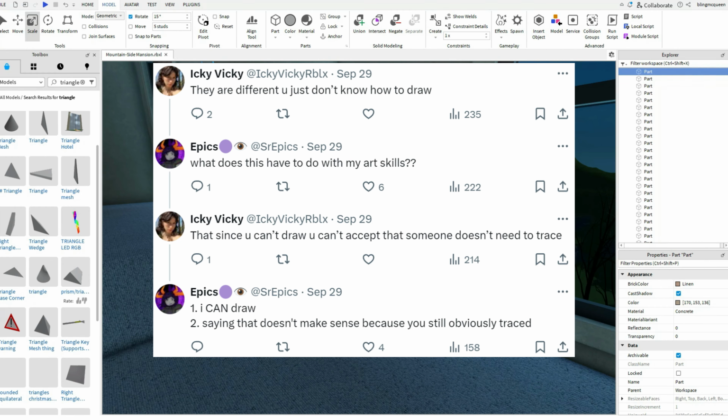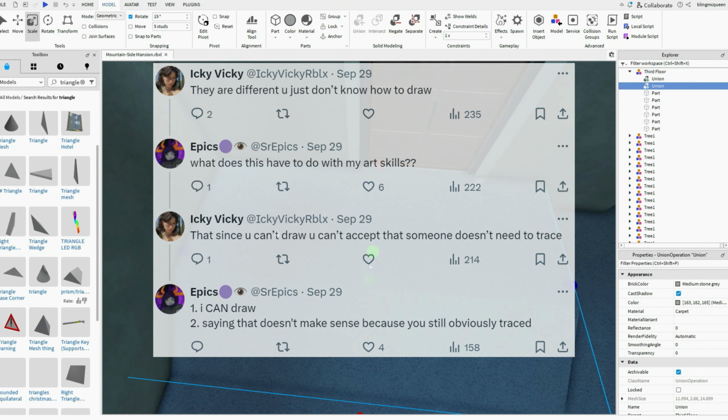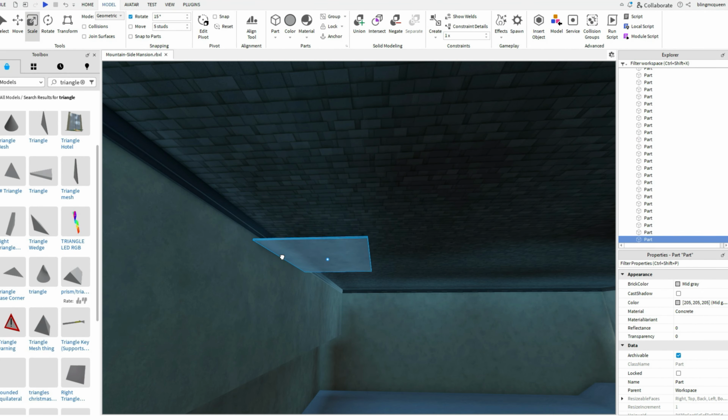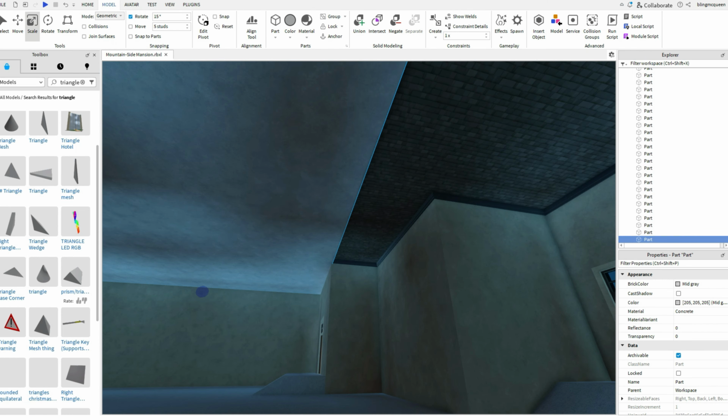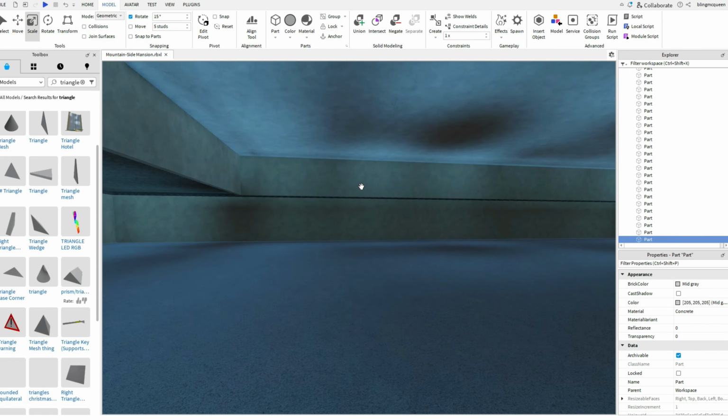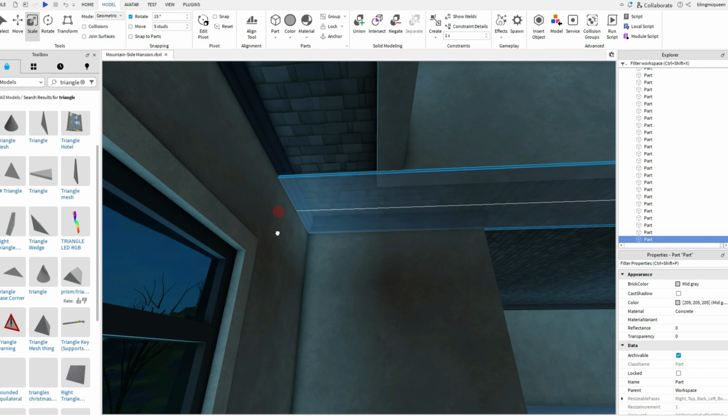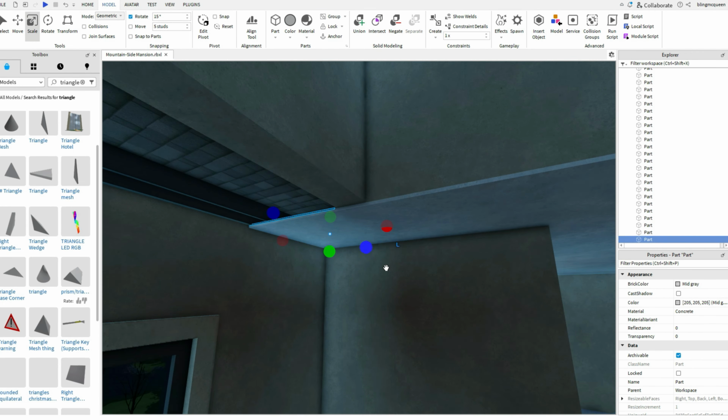The two parties continue to go back and forth, but Epix comes out victorious from the arena. He survived the gladiator arena. Icky Vicky argues with a lot of other people about this, and in one case, she basically admits to copying the face in this interaction.